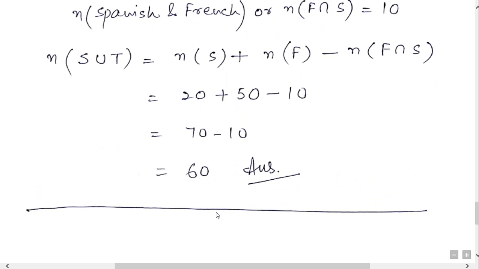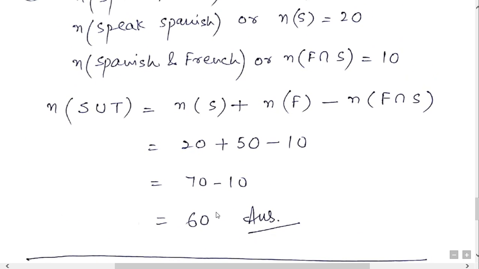Hope you understand the concept of applying the inclusion-exclusion formula. In the next video, I will discuss the miscellaneous exercise of this chapter, that is set theory.